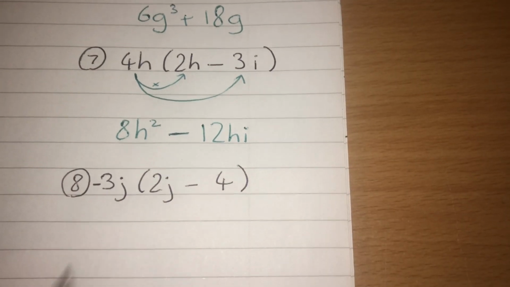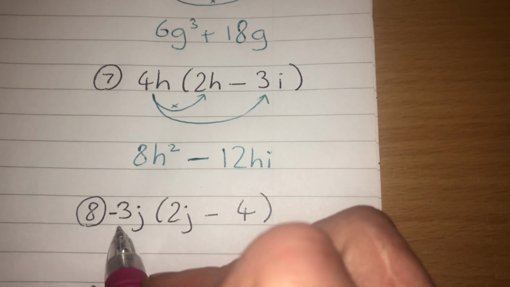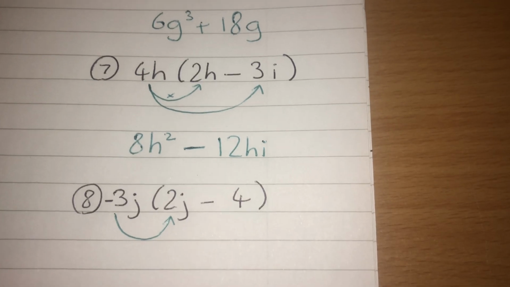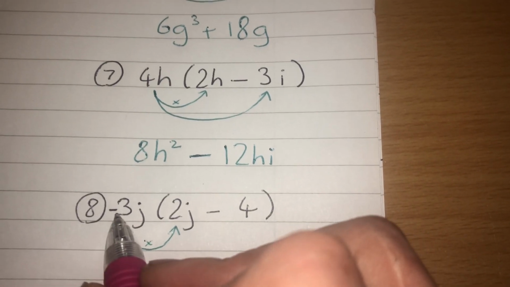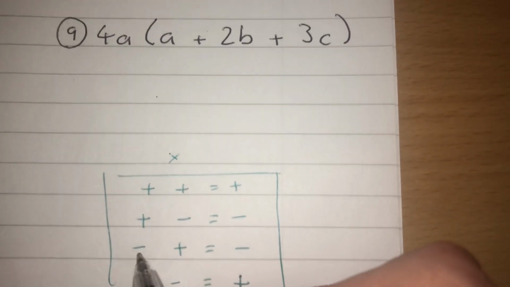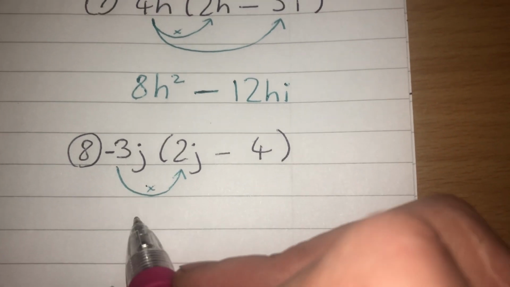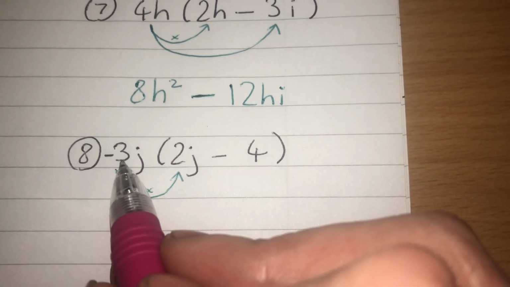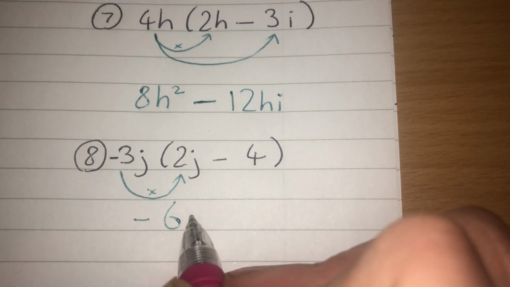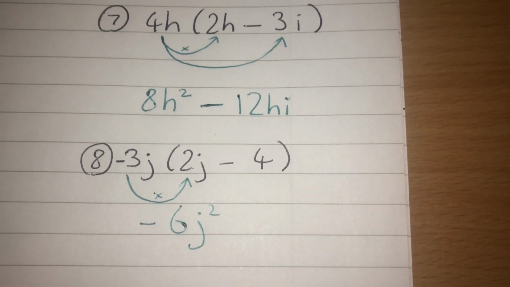Again, with example 8, we're dealing with signs, okay? So we'll look at the first terms that we're multiplying together. So we've got minus 3j times 2j. So this time we're doing a negative times a positive term, so a negative times a positive. A negative times a positive gives us a negative, okay? So we know we're starting off with a minus when we multiply this out. 3 times 2 is 6. J times j is j squared, so minus 6j squared, okay?